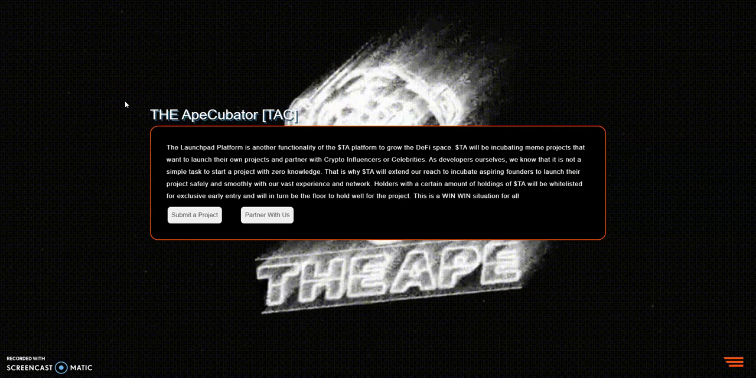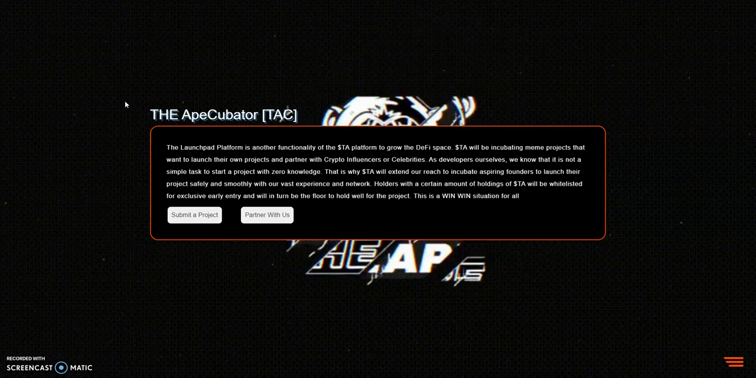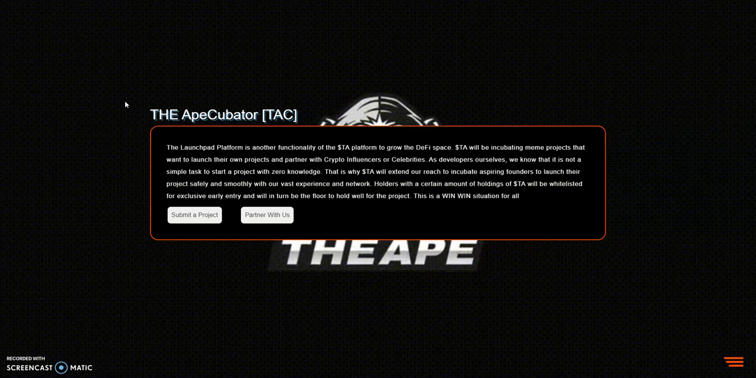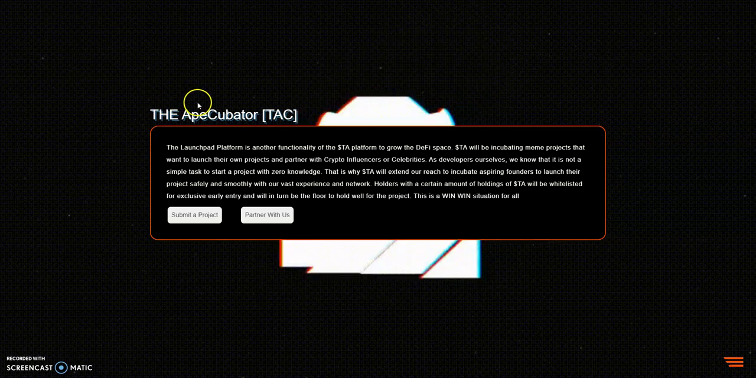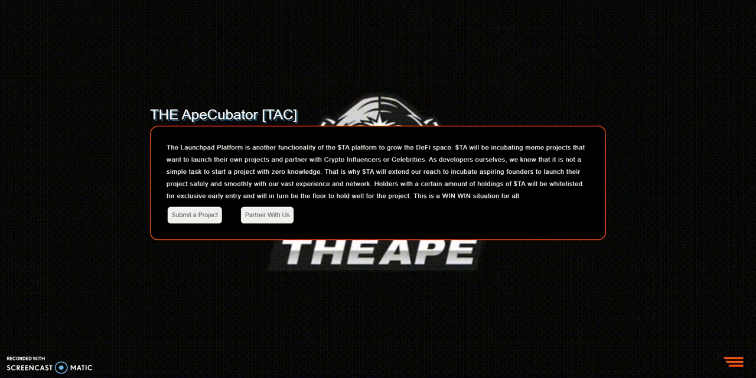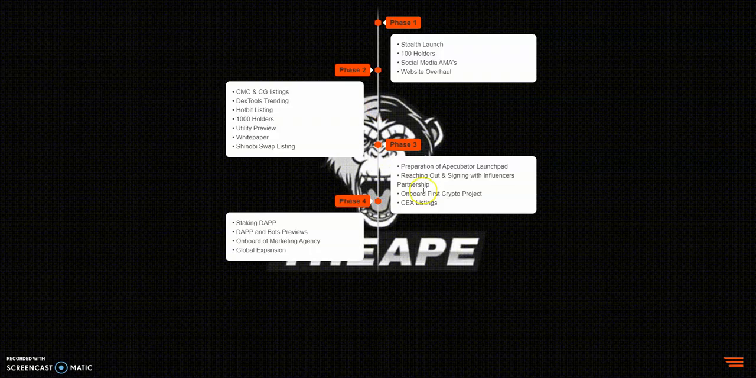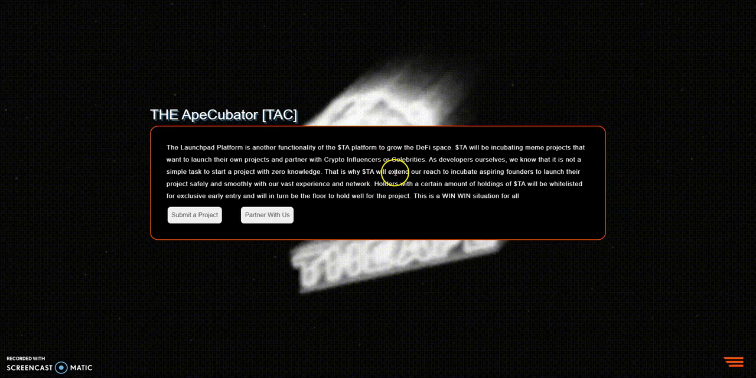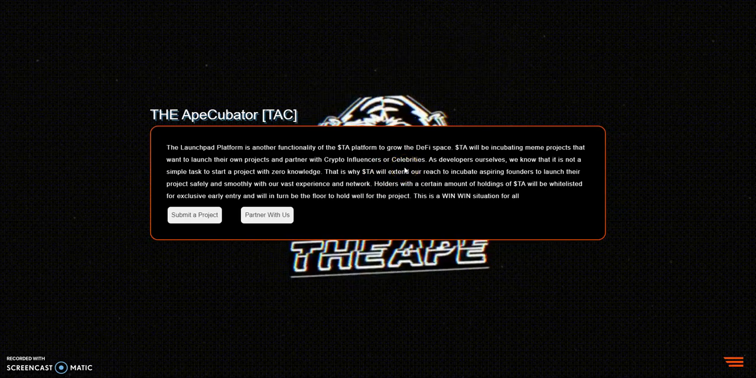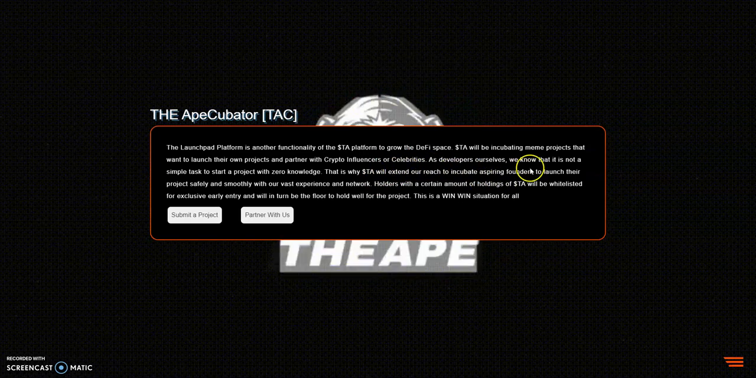The launchpad platform is another functionality of the ape platform to grow the DeFi space. TA will be incubating meme projects that want to launch their own projects and partner with crypto influencers and celebrities. Let's head back to the roadmap really quick before we continue. We already know reaching out and signing with influencers and partnerships, so we can almost check that one right off the list as well, because that's part of the incubating process. And once that one's checked off, the next one would be as well, right?